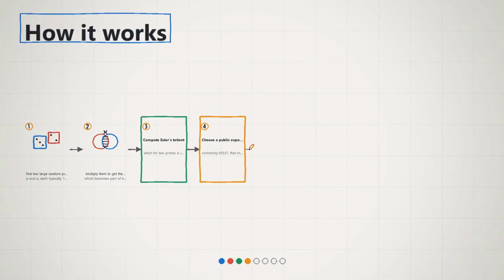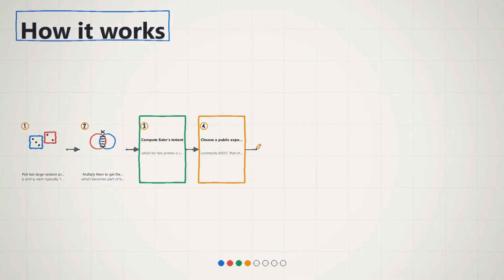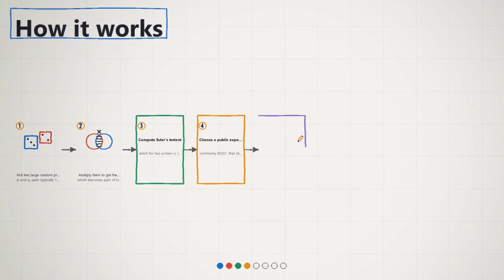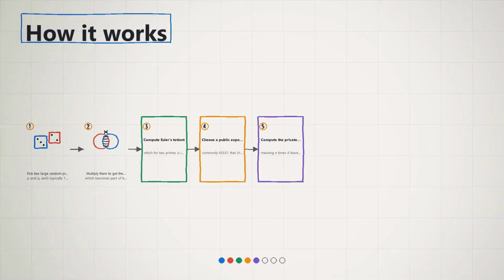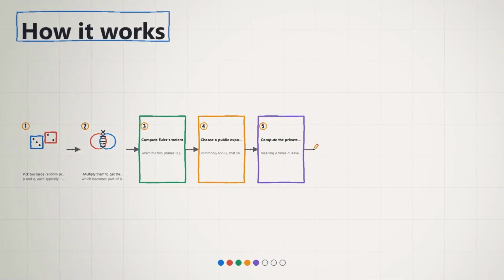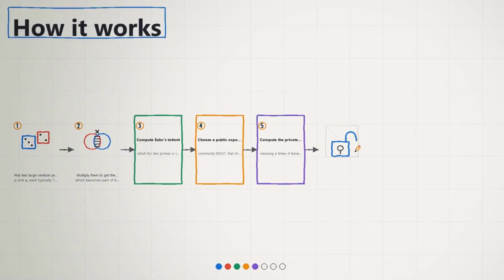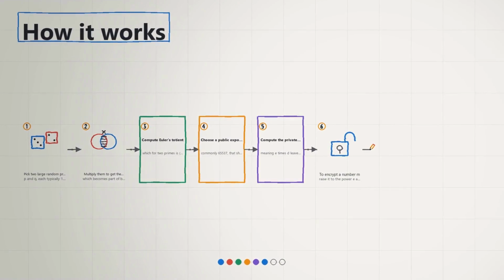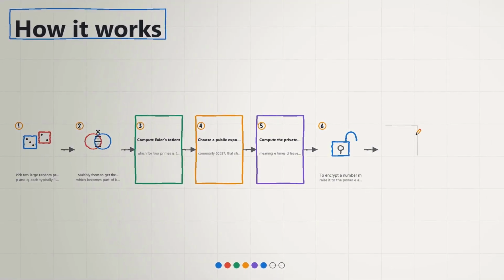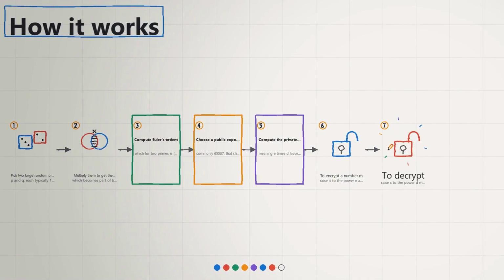Compute the private exponent D as the modular inverse of E with respect to the totient, meaning E times D leaves remainder 1 when divided by the totient. To encrypt a number M, raise it to the power E and take the remainder mod n, giving the ciphertext C. To decrypt, raise C to the power D mod n, and the math guarantees you recover the original M exactly.